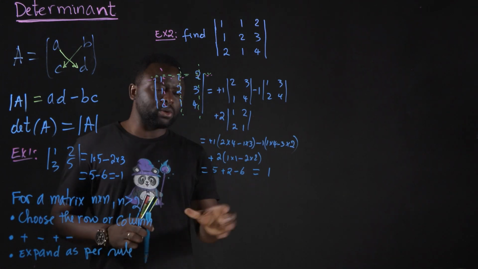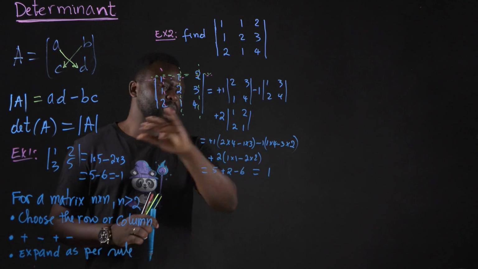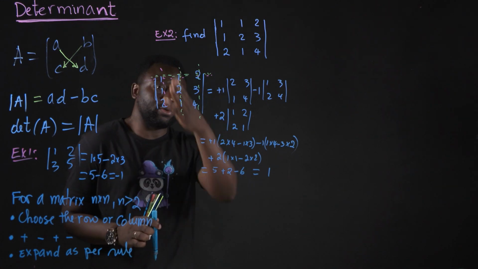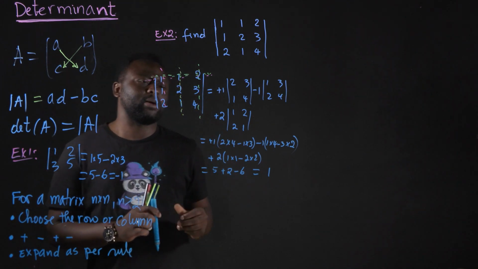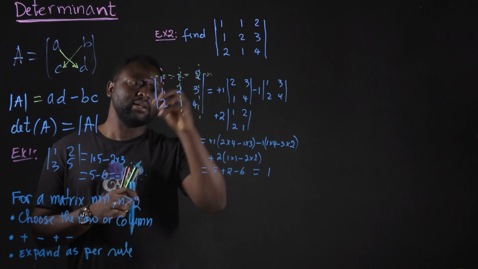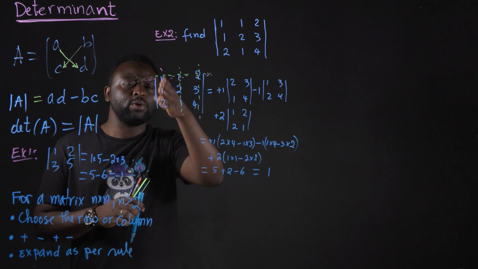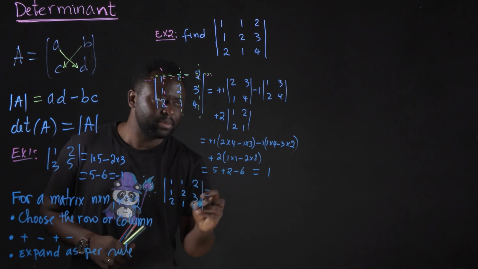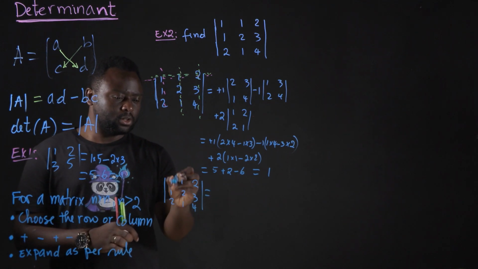If you use the second row, you obtain the same result. The third row, you obtain the same result. I don't want to do that. And we can also do the expansion following the column. Let me repeat this calculation. I want to repeat this determinant, but with the expansion following the column, okay? I want to do my expansion following the first column.